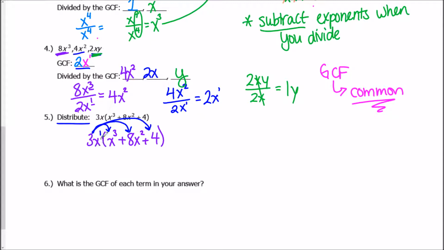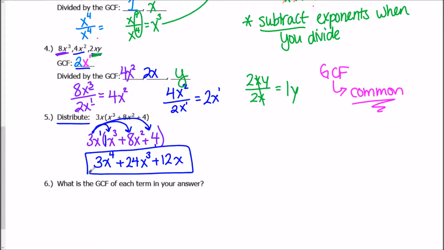So 3x to the power of 1 times x to the power of 3. This is 3 times 1, which is 3. And then when I multiply, I need to add my exponents, so I get x to the power of 4. Then I'm going to do 3 times 8, which is 24. And then x to the power of 1 times x to the power of 2 gives me x to the power of 3. And then lastly, I'm going to do 3x times 4. So 3 times 4 is 12. And then the x just tags along. So this is what I get right here.